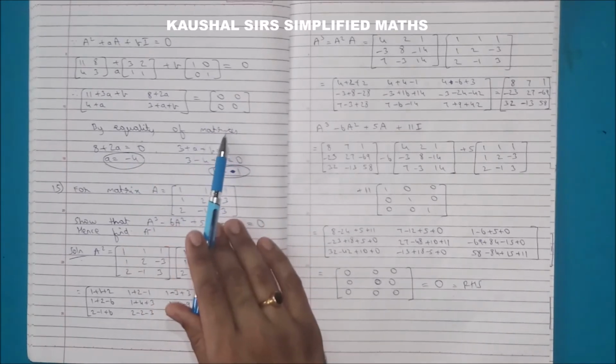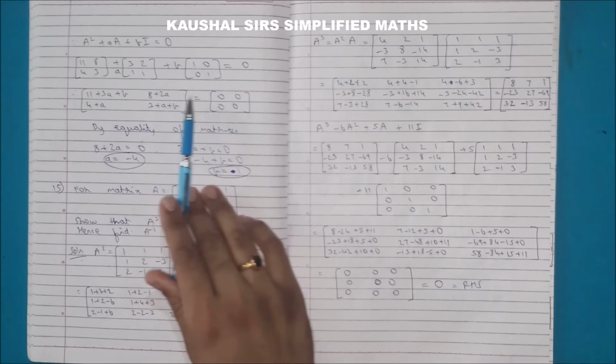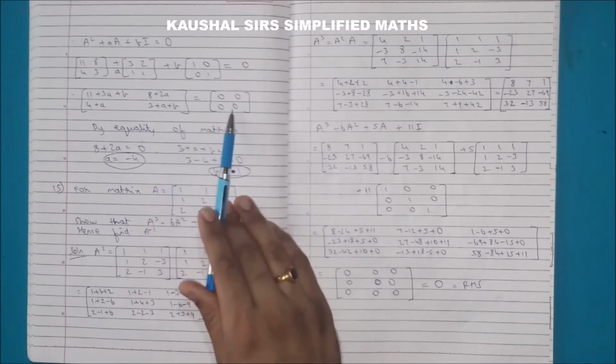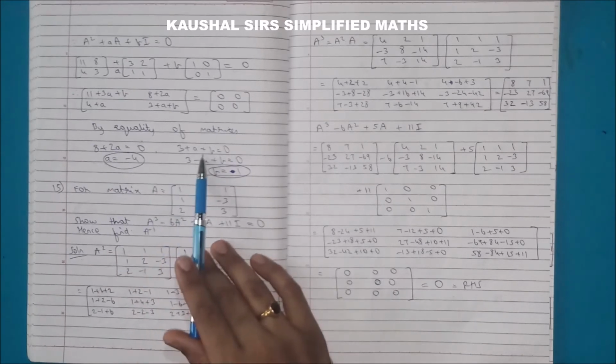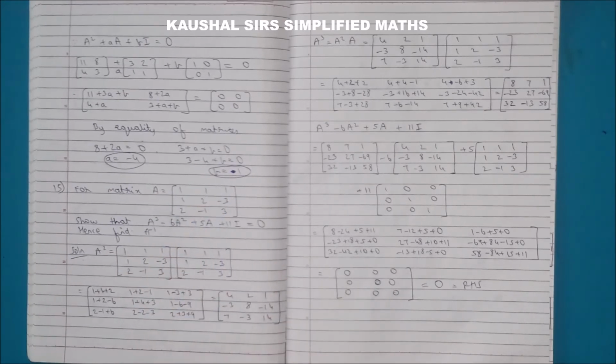Now by the law of equality of matrices you can say that 8 plus 2a equal to 0 and 3 plus a plus b equal to 0. From this we get the value of a as -4, and if you put the value of a over here you get b is equal to 1. Okay, so let's proceed with the 15th question.